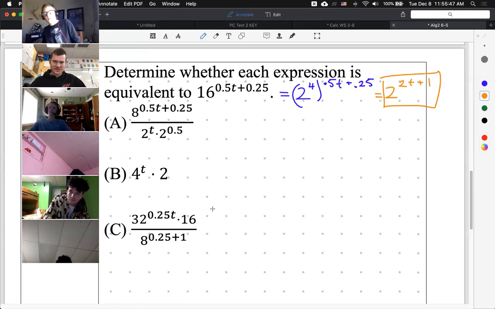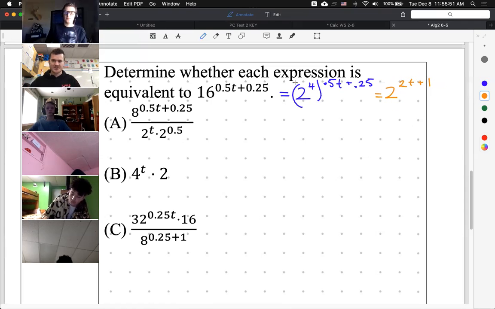Which of these A, B, and C's match 2 to the power of 2t plus 1? So we had to do a little bit of extra work to boil down the expression that they gave us. Let's go ahead and simplify these other expressions now. So I can rewrite that 8 as 2 to some power. How do I do that?